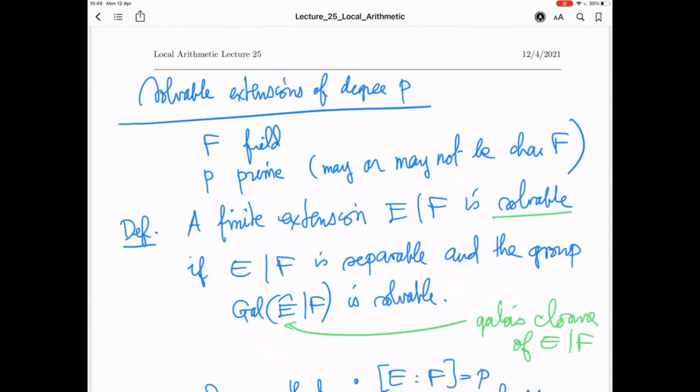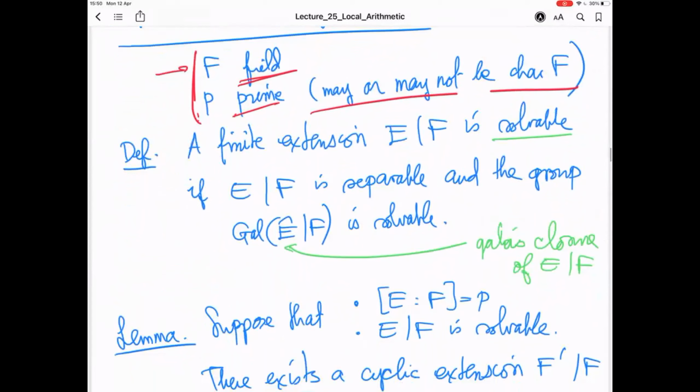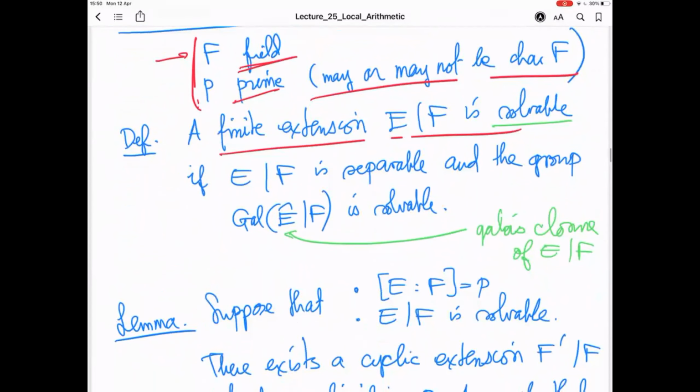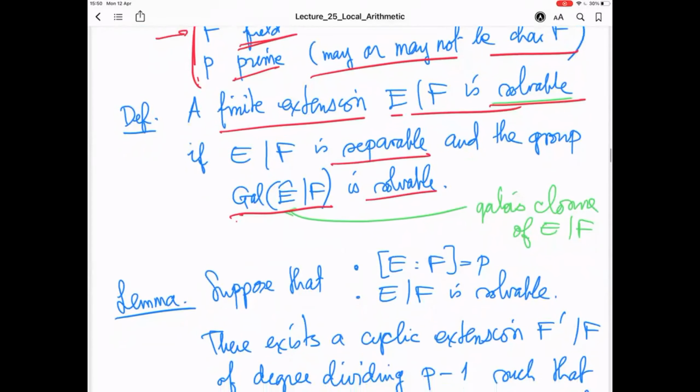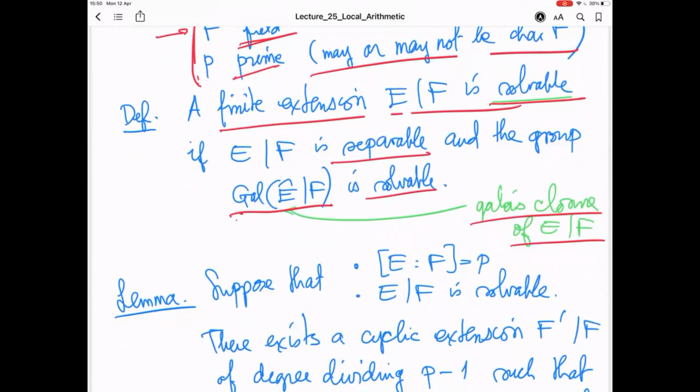Let's come back to this problem that we are discussing. We have a field F. I've been calling it K, but now let me call it F because K will be something else. So I have a field F and a prime p, which may or may not be equal to the characteristic of F. There's no relation between these two things. And as in the tutorial, I'll say that a finite extension E is solvable if it is separable and the Galois group of Ê over E is a solvable group, where Ê is the Galois closure of E over F.